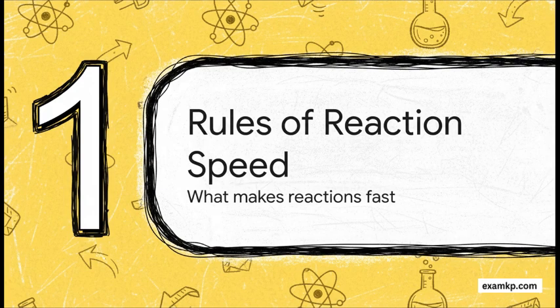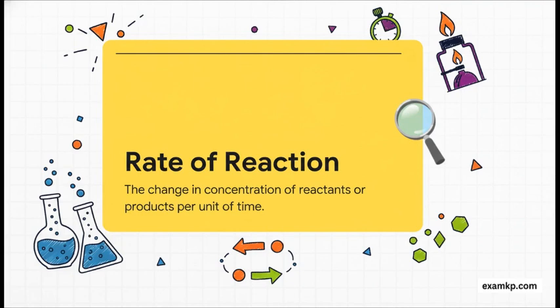So how do chemists officially define speed? Well, the rate of reaction is just the change in concentration, how much of a substance you have, over a certain amount of time. That little triangle symbol, delta, that's just science speak for change in. So we can look at how fast our starting ingredients, the reactants, are disappearing or how quickly our final products are showing up. Either way, it tells us how fast we're going.